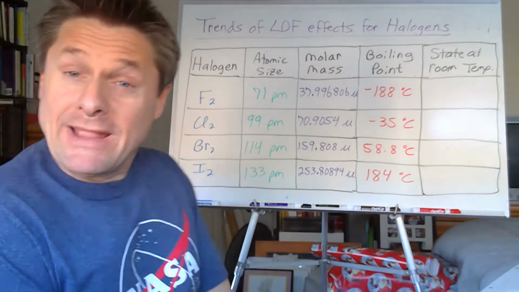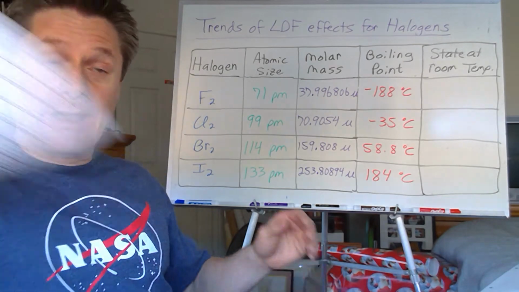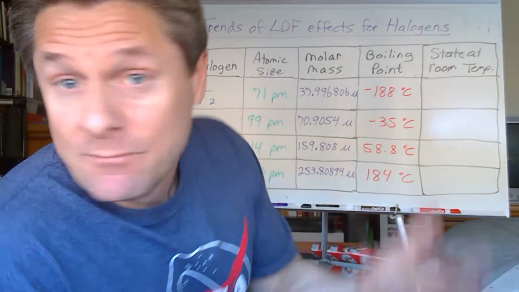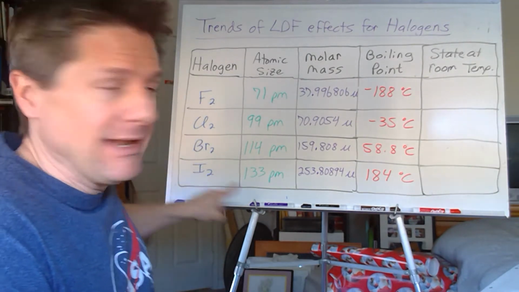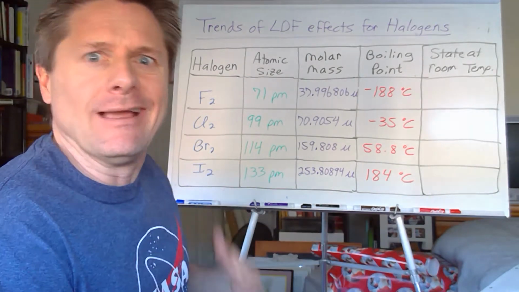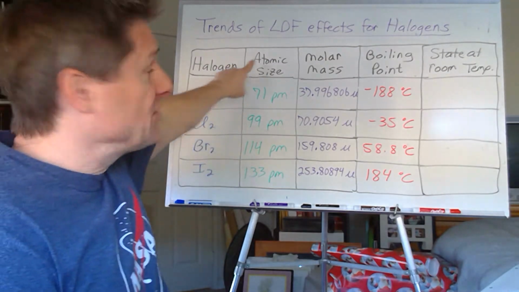Ready to look at some trends? Hopefully this will make sense to you, right? So let's look at the halogens. Now we know in their normal states, they're diatomic. So we got the fluorine, chlorine, bromine, iodine. I didn't do the astatine, right? Radioactive. Let's look at atomic size.